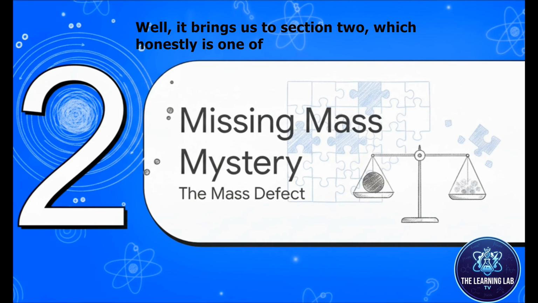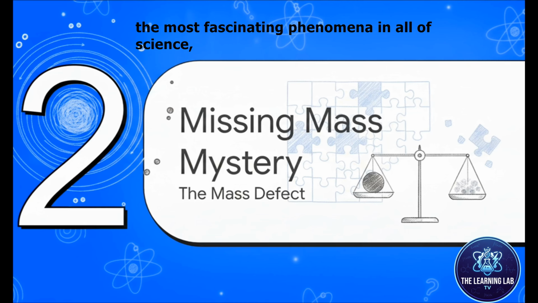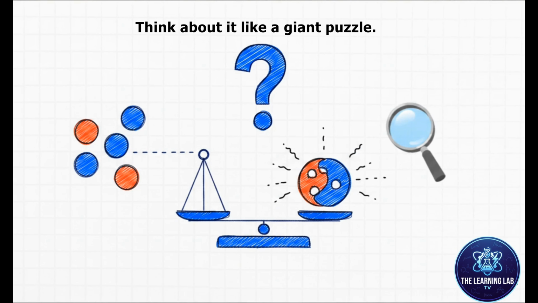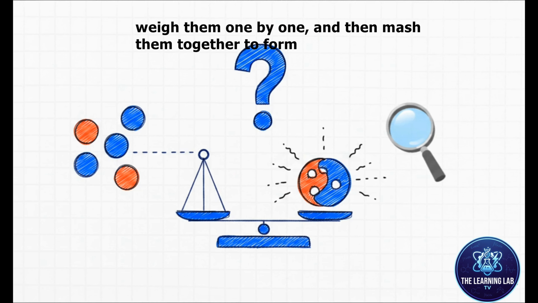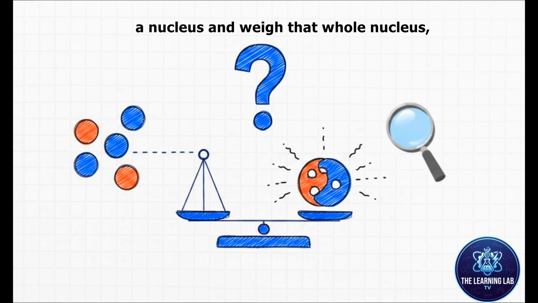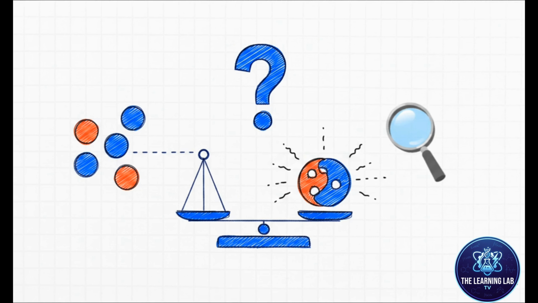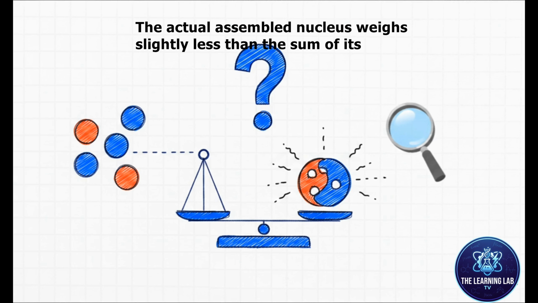So, how does that work? Well, it brings us to section 2, which honestly is one of the most fascinating phenomena in all of science, the missing mass mystery. Think about it like a giant puzzle. If you take a handful of protons and neutrons, weigh them one by one, and then mash them together to form a nucleus, and weigh that whole nucleus, the numbers actually don't add up. The actual assembled nucleus weighs slightly less than the sum of its individual parts.